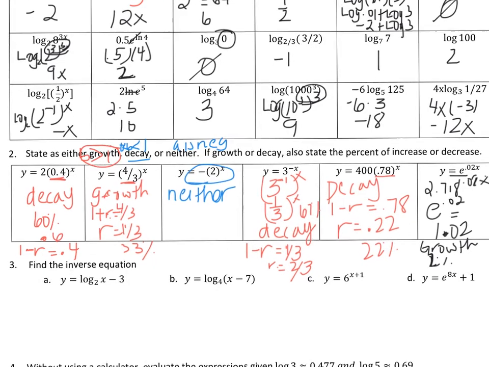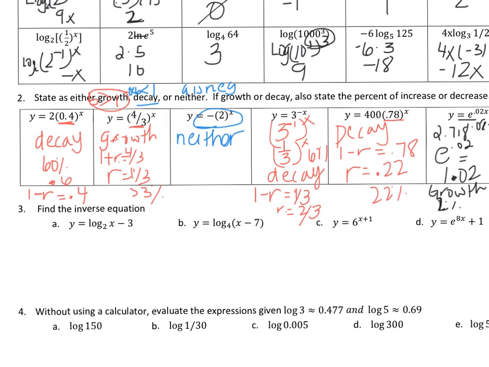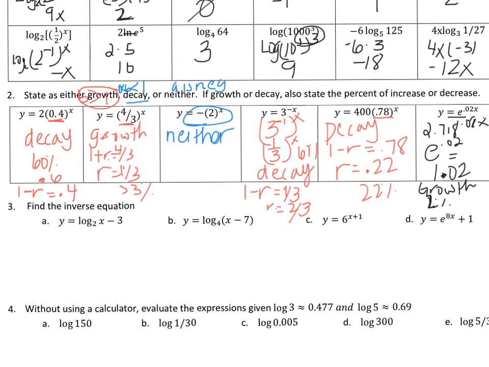Let's move this up a little bit. Okay, finding the inverse of the equation. Y equals the log 2 of x minus 3. So the first step is to switch your x and y. So x equals log base 2 of y minus 3.